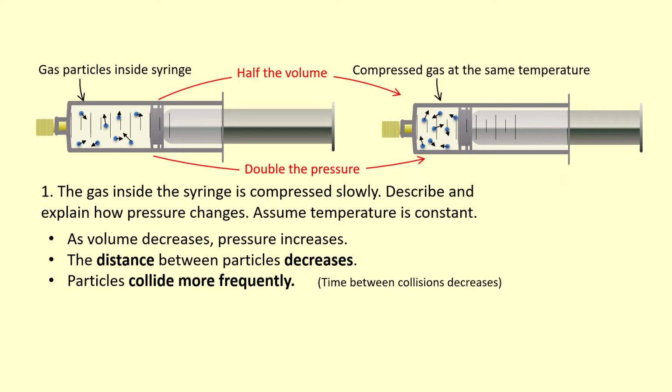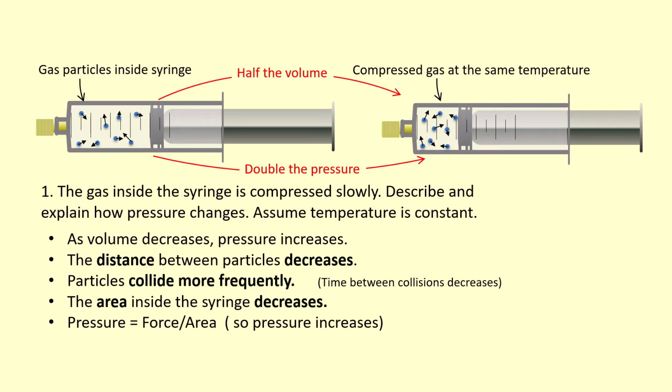If they're colliding more often, and also the area inside the container is smaller because we've reduced the volume, so there's less area over which the particles collide. Put this together with the equation of pressure: pressure equals force over area. Because they're colliding more frequently, there's more force, but because the area is smaller, and that's at the bottom of the equation, the pressure also increases.